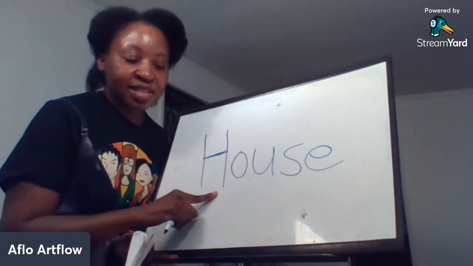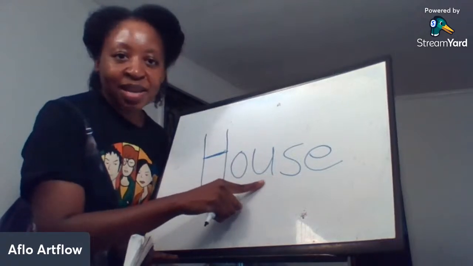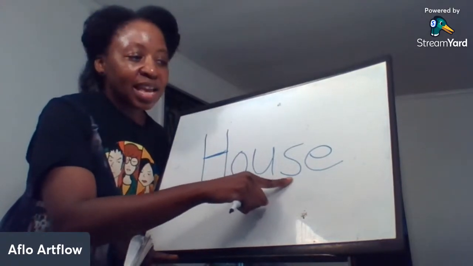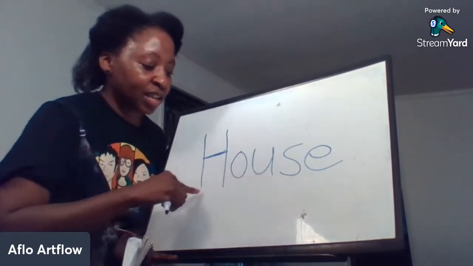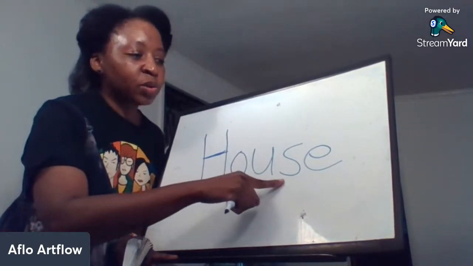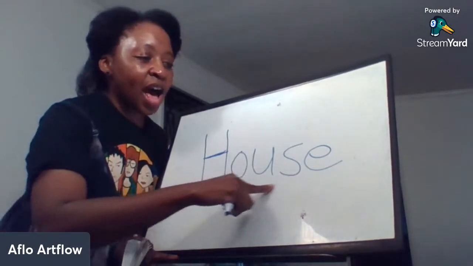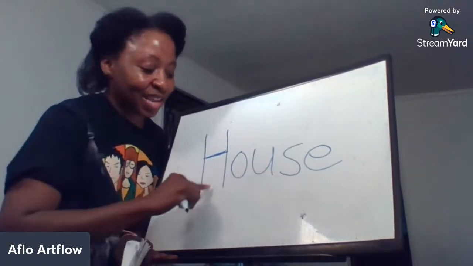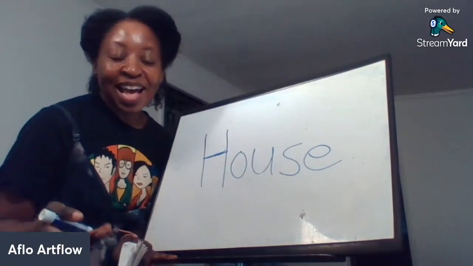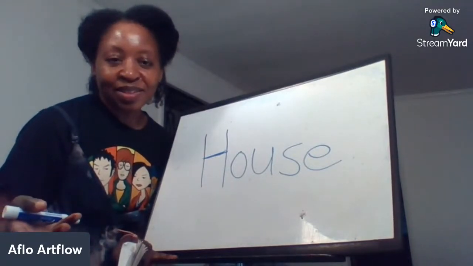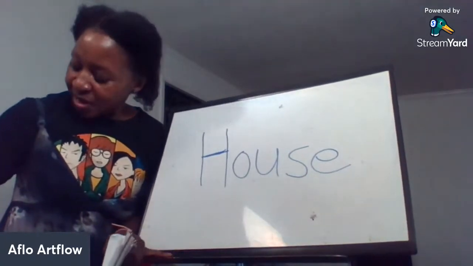H has the H sound. The OU here has the ow sound. And the SE has the S sound. The E is kind of silent. House. HOUSE. Do you live in a house? I'll see you at my house later. Let's go watch TV at my house. Okay?